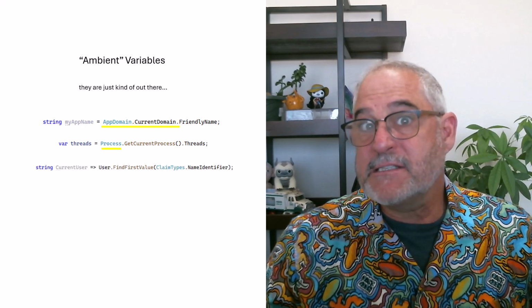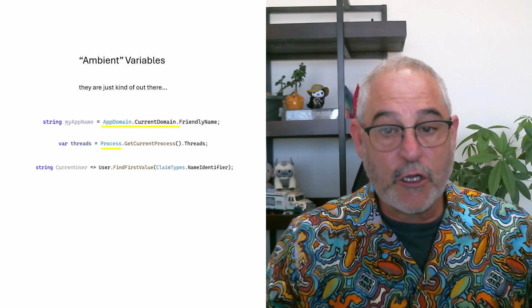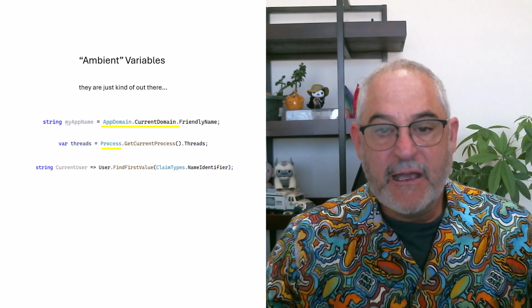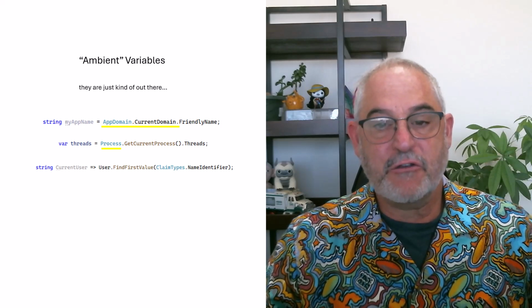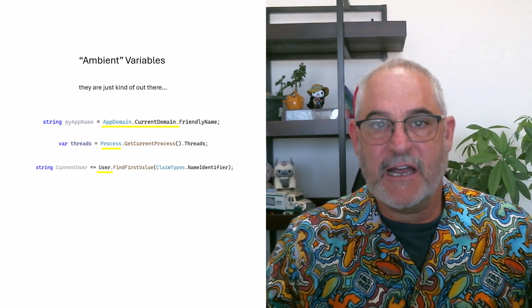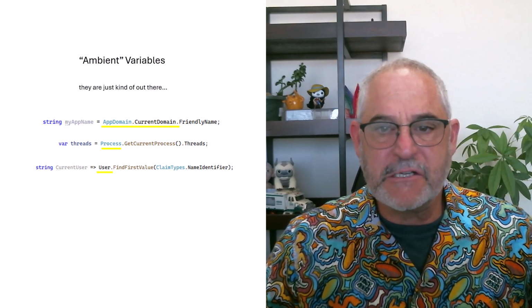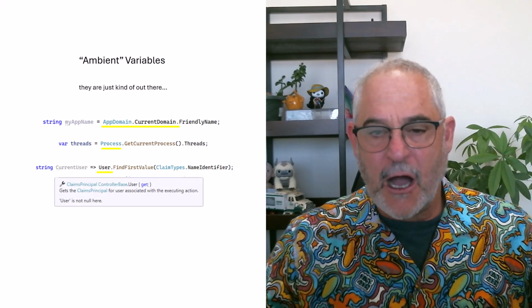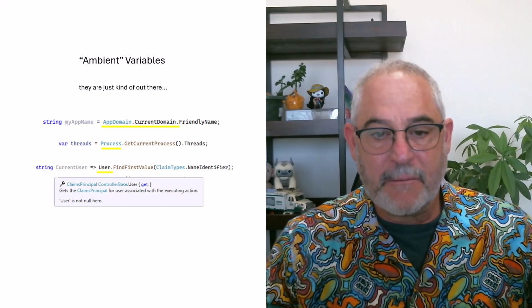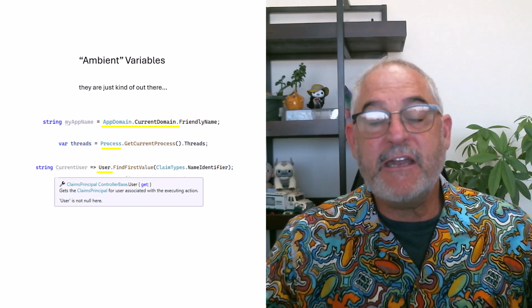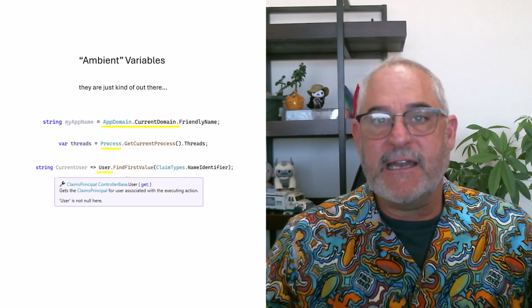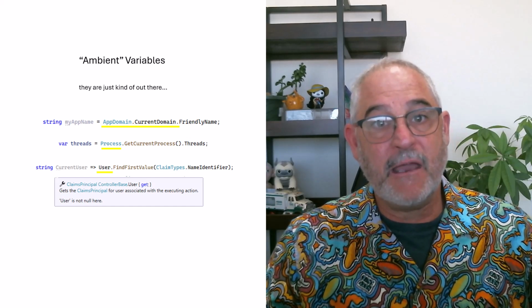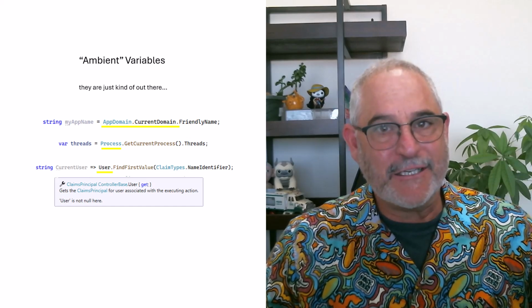Here's another one. If you've done some ASP.NET programming and you've built MVC controllers, maybe you've wanted to get information about the call context and the current user. So you could say currentUser is User.FindFirstValue, and you search through the claims. And in this case, it's the user, which is kind of an ambient variable. Now, the first two are pretty simple. Those are application level. They just exist there, a single copy for the whole application. But the user is a little more complicated. If you hover over it, here's the tooltip, and it gets the claims principal associated with the executing action. So if this is in an ASP.NET controller method, this is different for each instance of that method. So every HTTP request that's coming in gets a different user context. So it's not just one per app.